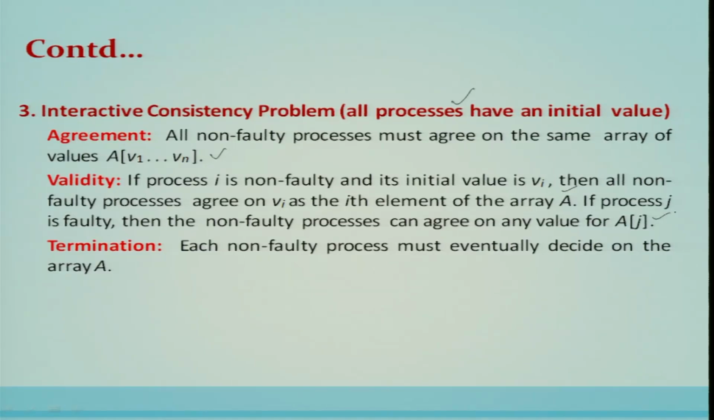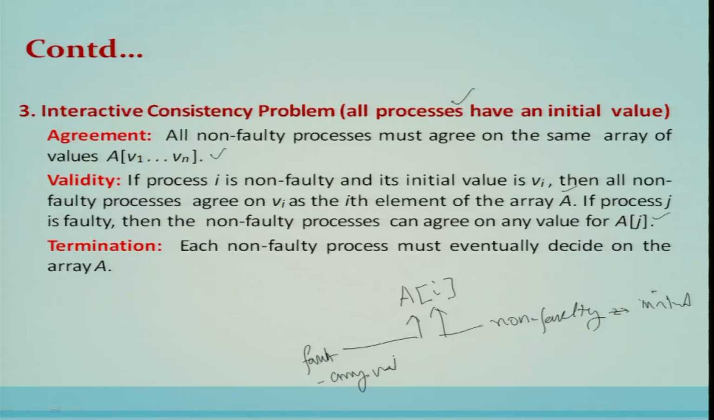Termination: each non-faulty process must eventually decide on an array. The array of a particular element shows that this value, if it is a non-faulty process, then they have to agree on that initial value, and if it is faulty, then they have to agree on any value.